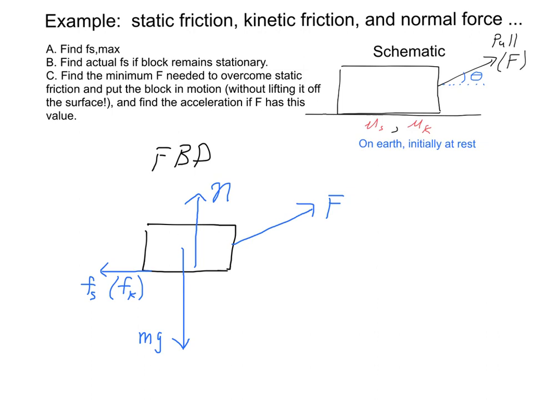Oh, and also we should choose a coordinate system. Let's take x to the right and y to be up. That's one thing we'll do. And we should also break this F into components. We might as well do that right now on our free body diagram, to break it into components along our chosen axes. Now, this angle here is theta, so we have F cosine theta for the horizontal component and F sine theta for the vertical component.